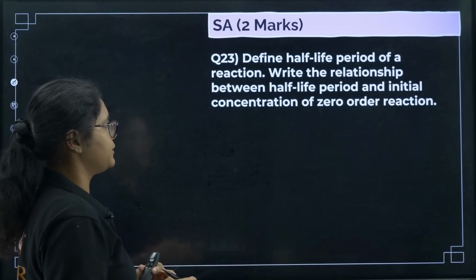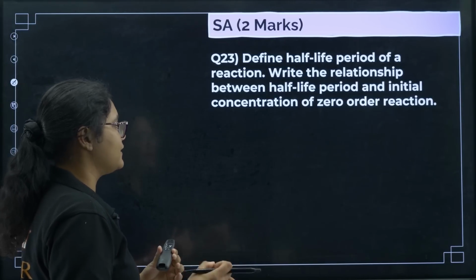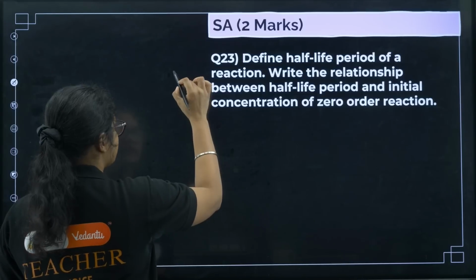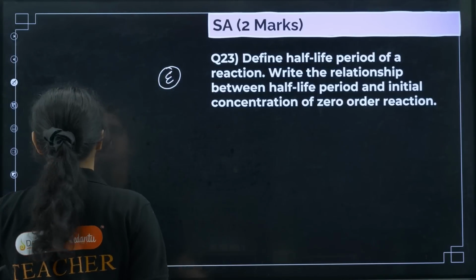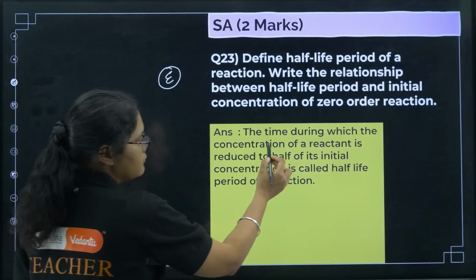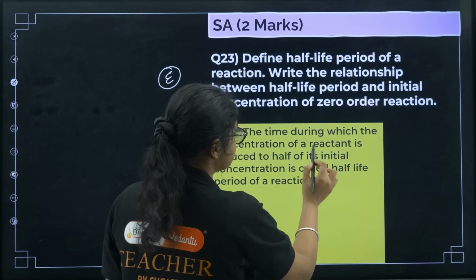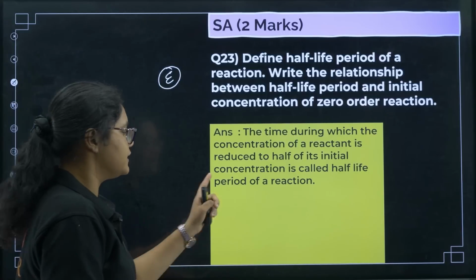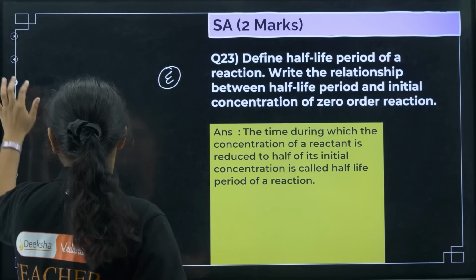Next, question number 23, define half-life period of a reaction. Write the relationship between the half-life period and the initial concentration of a 0th order reaction. This is also a direct and easy question. So what is half-life? The time during which the concentration of a reactant is reduced to half of its initial concentration is called the half-life period of a reaction.